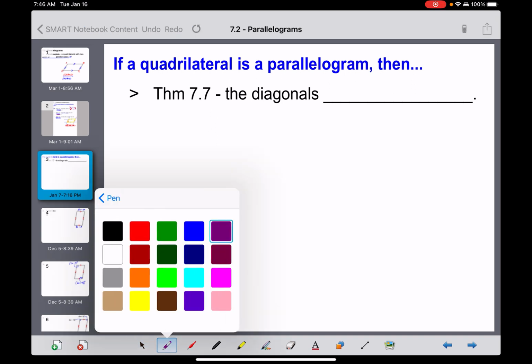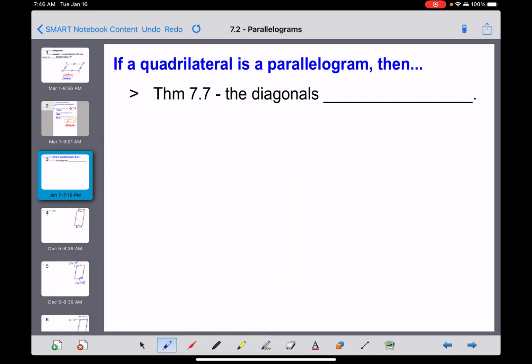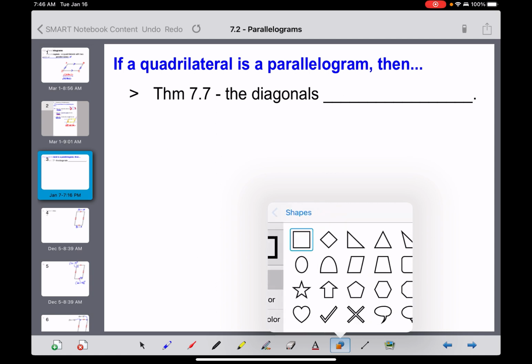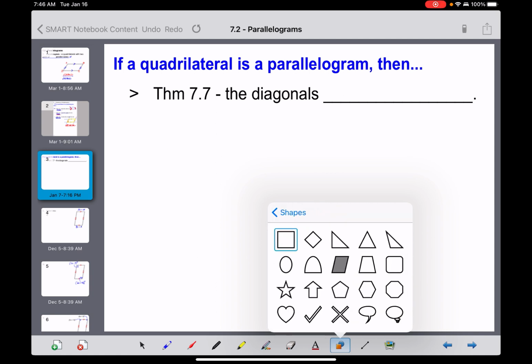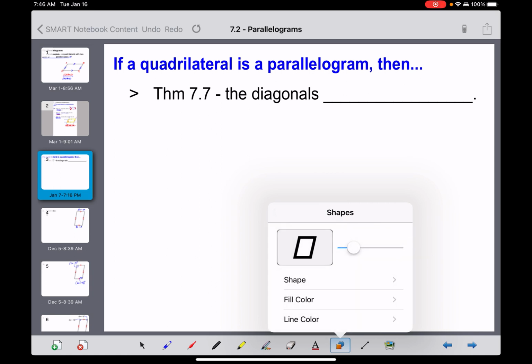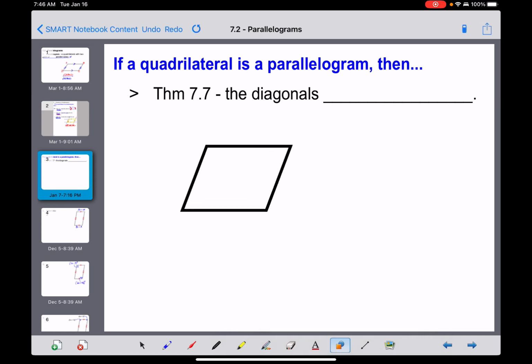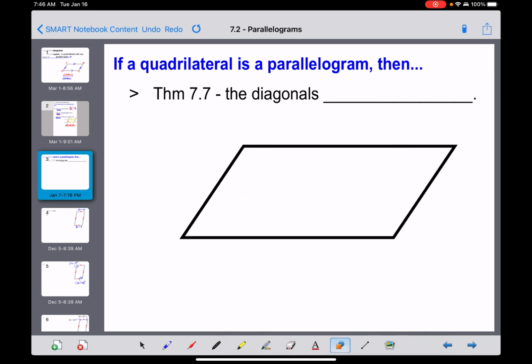If a quadrilateral is a parallelogram, then Theorem 7.7 tells us something about the diagonals of that parallelogram. So let me use an actual parallelogram that I made with the Smart software because I want this to look pretty accurate. What happens with the diagonals of a parallelogram?